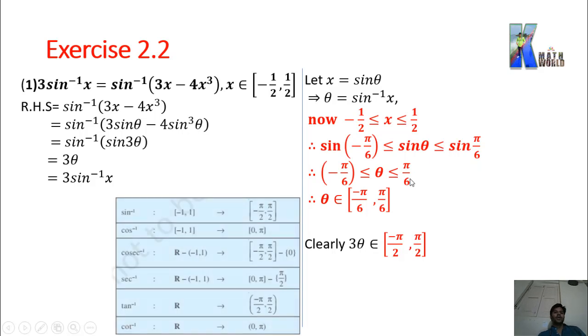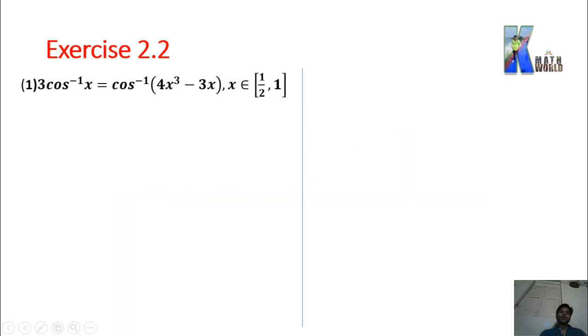Okay, same way, the second question, again a similar question is there. So again we can start with the right hand side. Okay, so you can see what we can assume here, so that you can set a formula. So you can clearly say that here when you replace x by cos theta, you get 4 cos cube theta minus 3 cos theta. Okay, so firstly we will consider the right hand side.